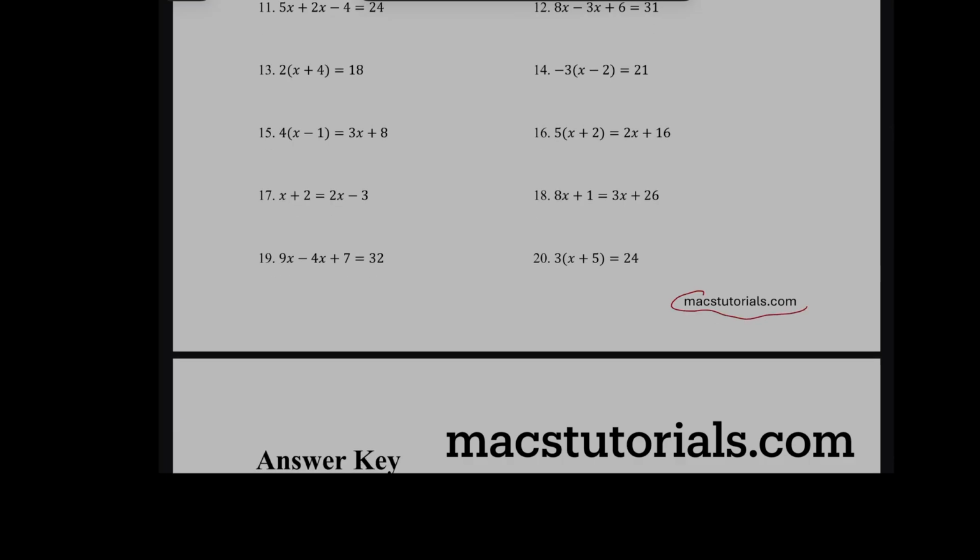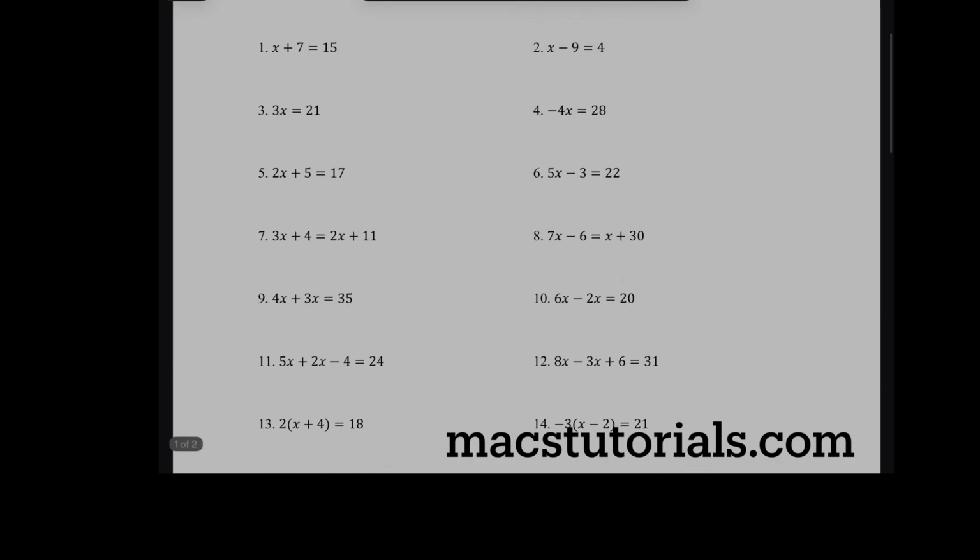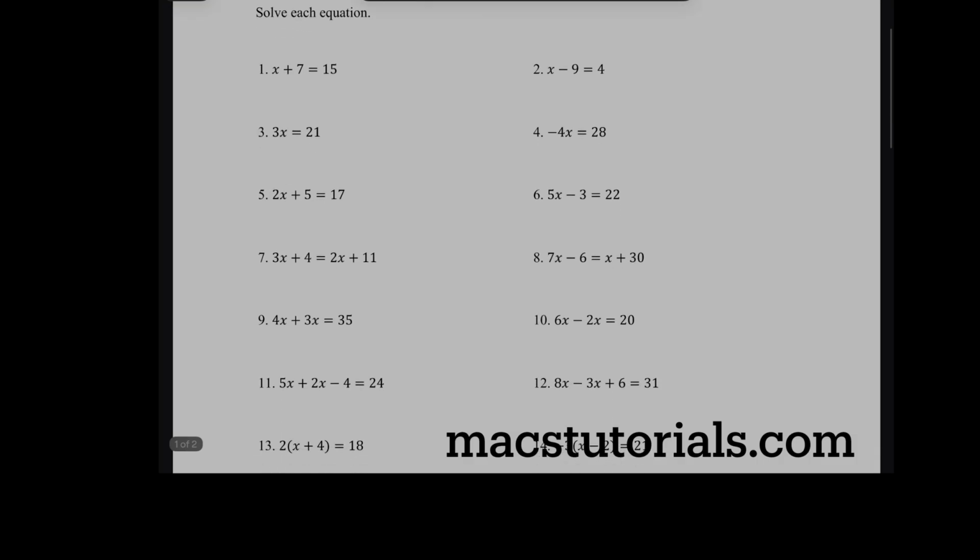Go to maxtutorials.com, and I have a whole section in chapter 2, which is about how to solve equations. And this is just kind of a mix of everything that we've done: one-step problems, two-step problems, combining like terms, variables on both sides. We've done distributive properties. So these are all the different types of problems we've been solving. And now we're going to mix them up where you have to decide what to do.